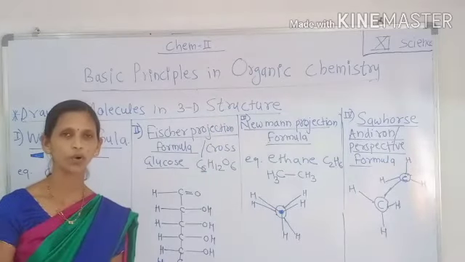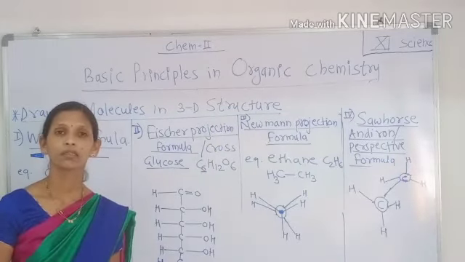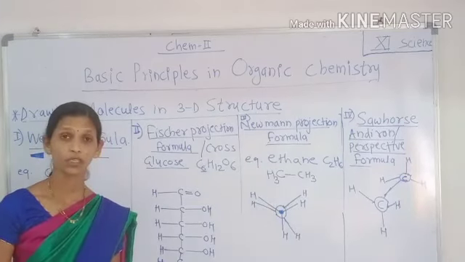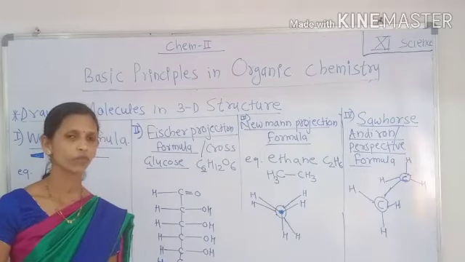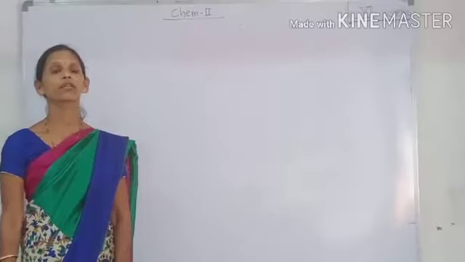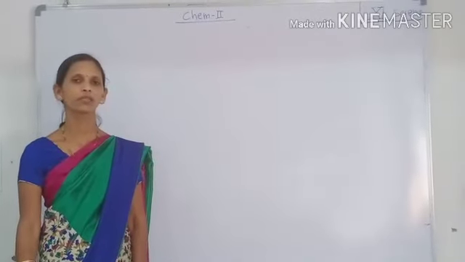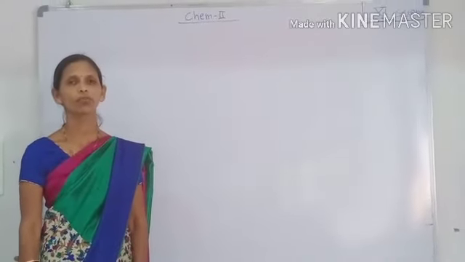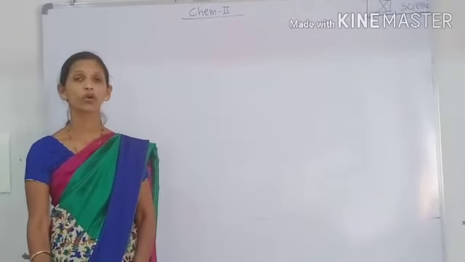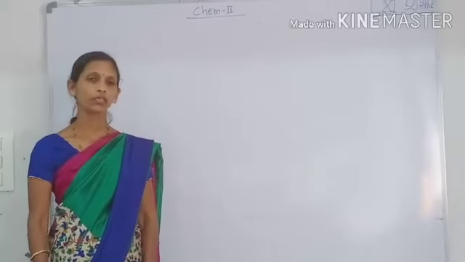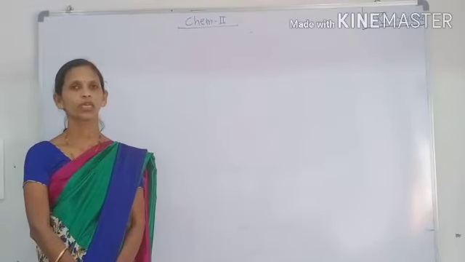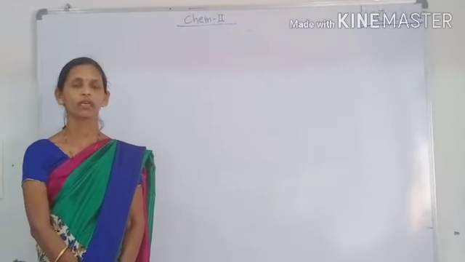We discussed representing the 3D structures of organic compounds using these 4 methods. Today we discussed the different methods of drawing 3D structures of organic compounds. By using these 4 different methods, we can draw the 3D structures or geometry of any organic compound. Then I am going to stop here, and thank you.